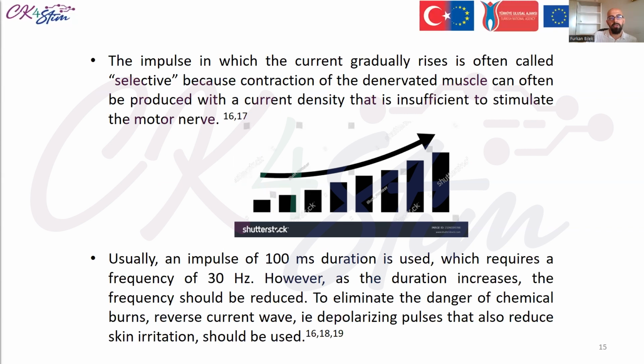The impulse in which the current gradually rises is often called selective, because contraction of the denervated muscles can often be produced with a current density that is insufficient to stimulate the motor nerve. It often happens that the longer the duration takes, the lower the current density required. Usually an impulse of 100 millisecond duration is used, which requires a frequency of 30 Hz. However, as the duration increases, the frequency should be reduced to eliminate the danger of chemical burn. A reverse current wave, for example a polarizing pulse, should also be used to reduce skin irritation.